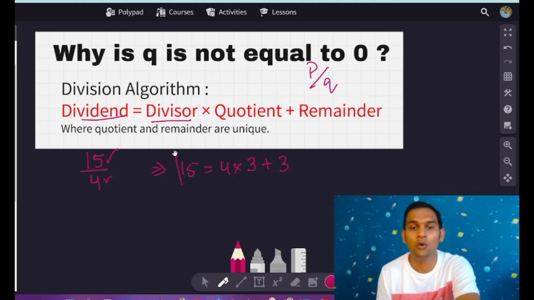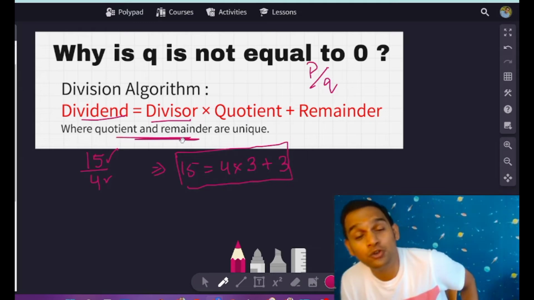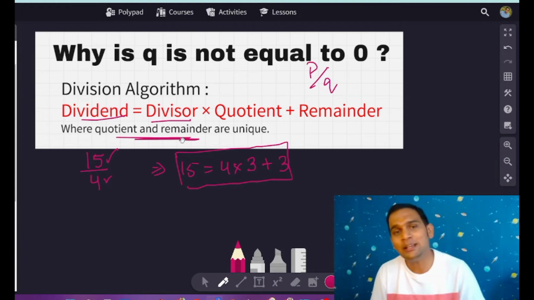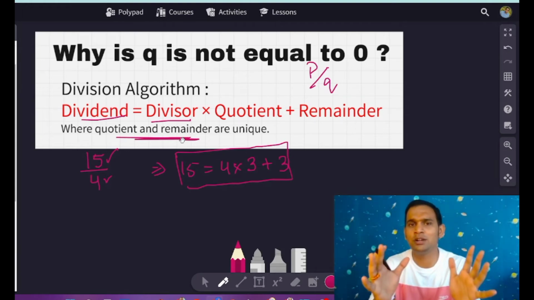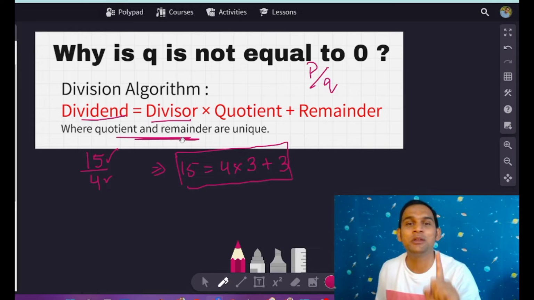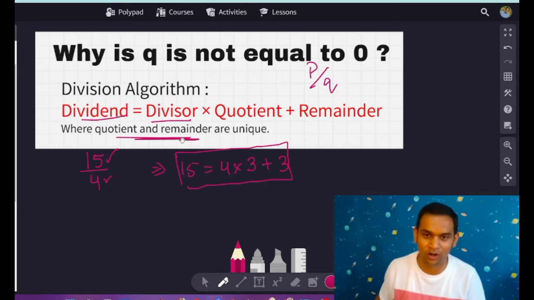So that is how we represent the numbers. And there is a very unique term here: quotient and remainder are unique. What do I mean by that? Unique means that for a particular dividend and divisor, the quotient and remainder will only be one number. There is no other possibility at all.